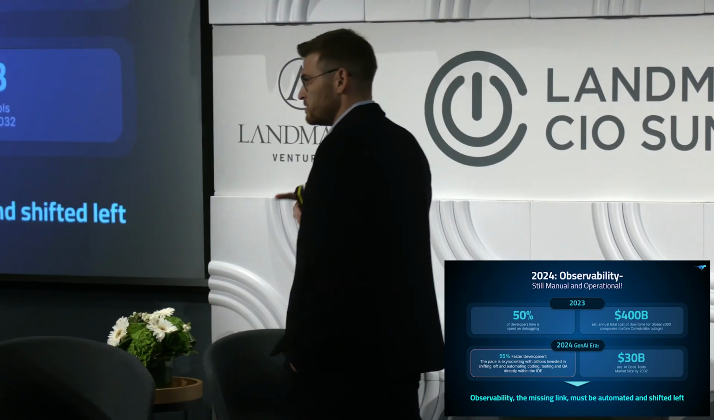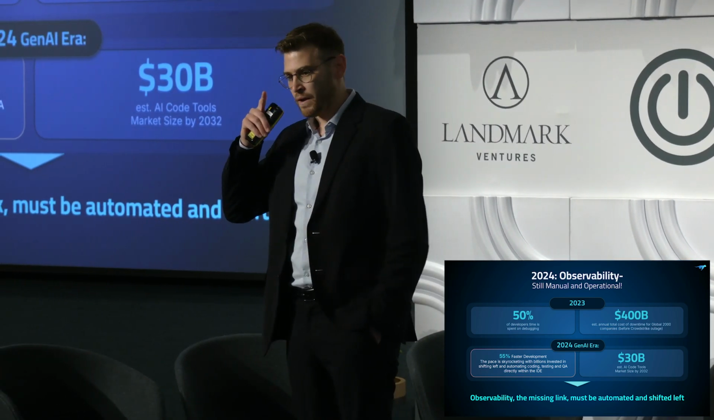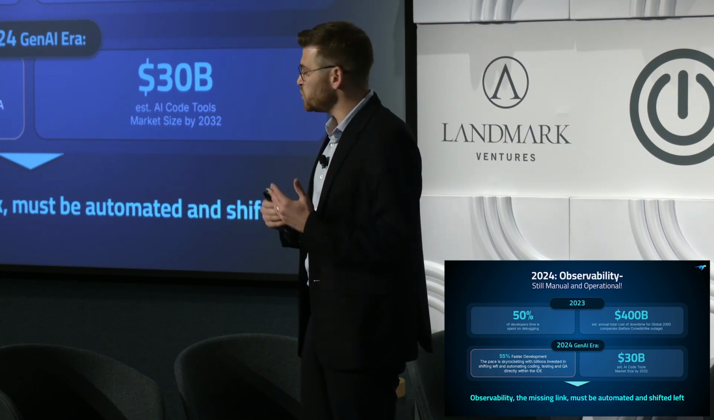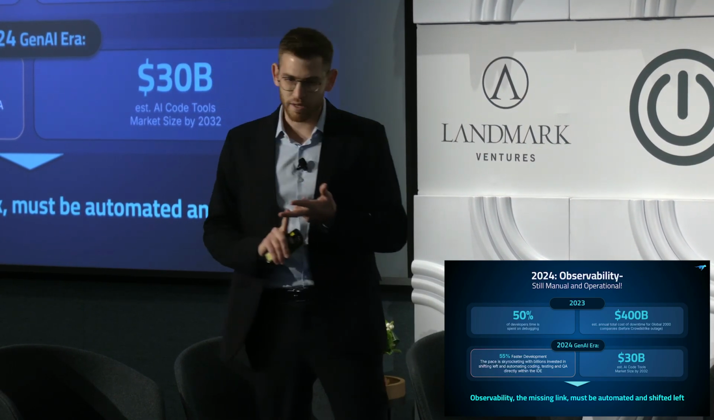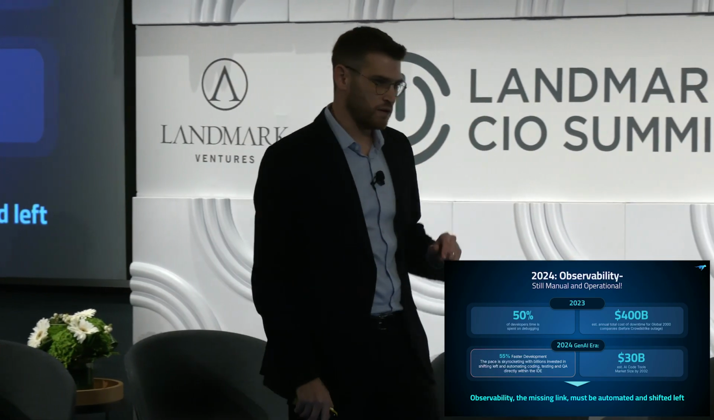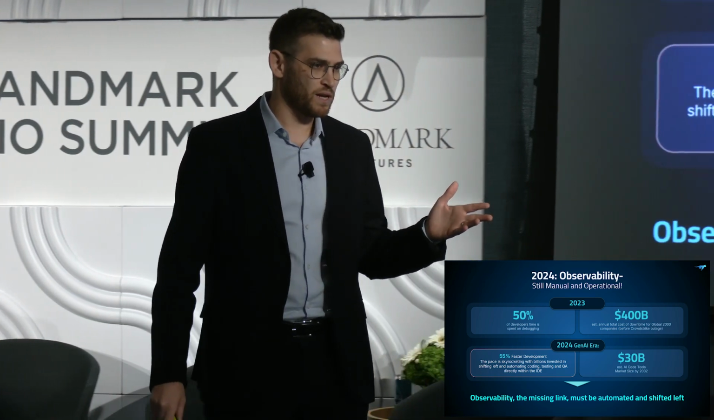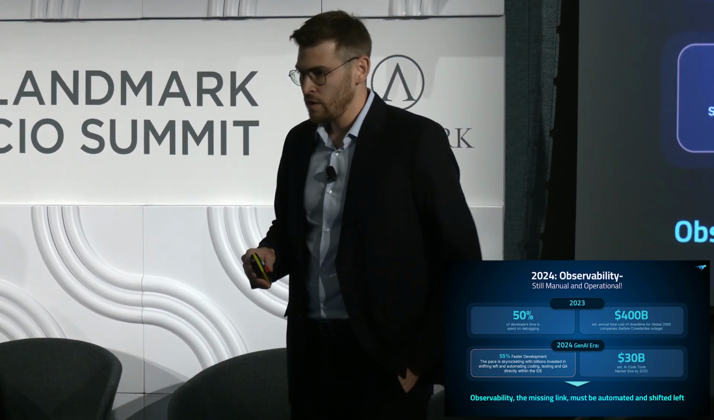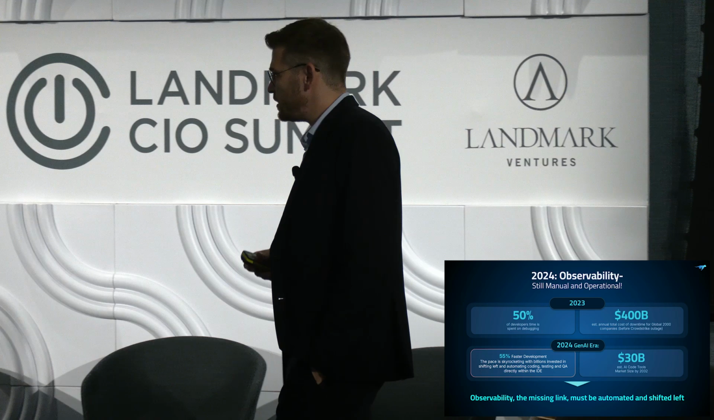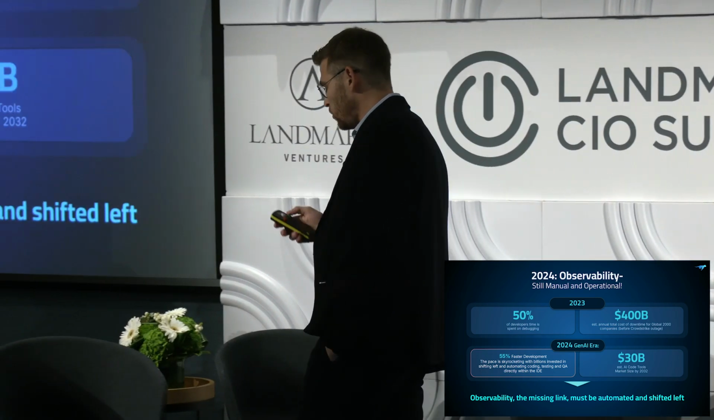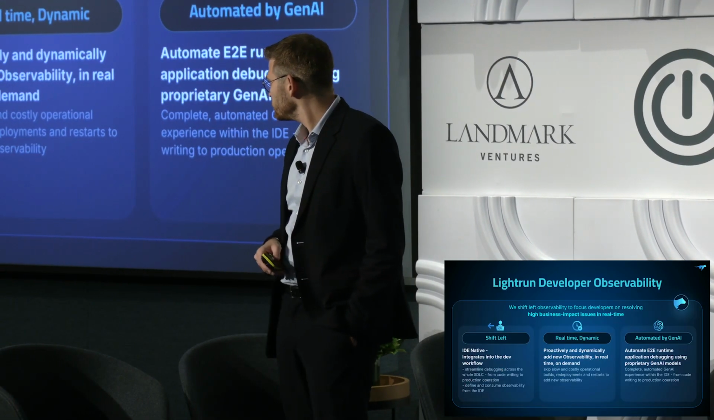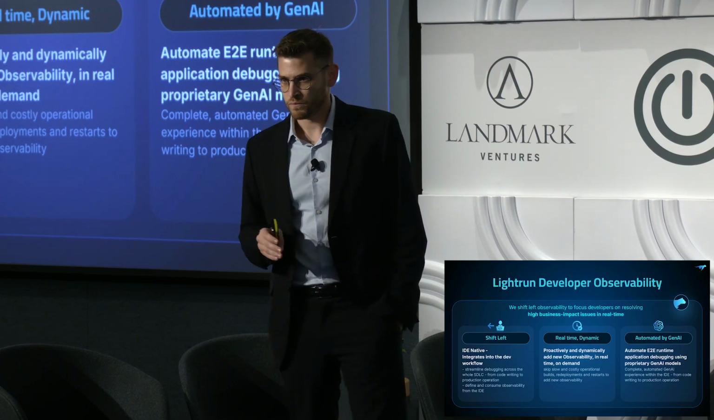And this leads us to a lot of our metrics and objectives like security, testing, QA shifted left for the developers. And what is the missing link? Observability. And we claim that observability is the missing link and must be automated and shifted left. And this is what we do at Lightrun.